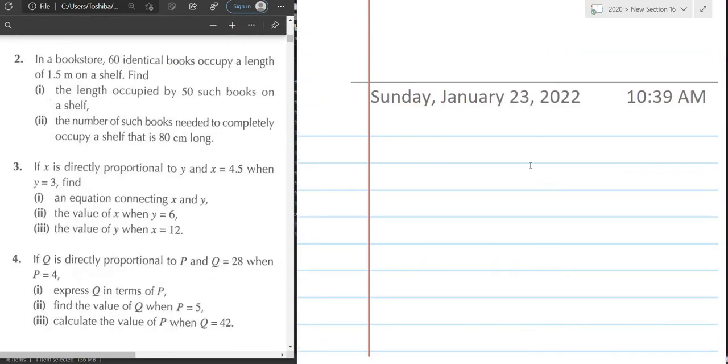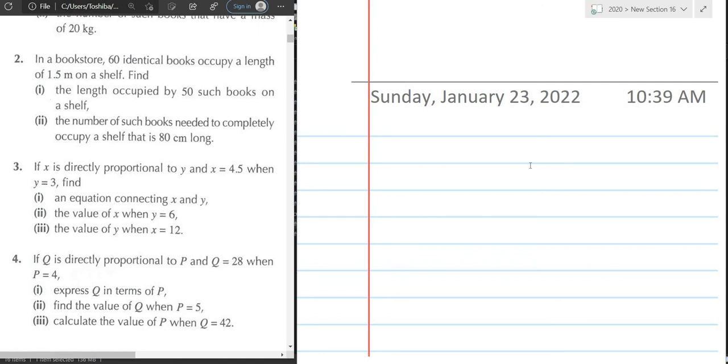Moving on, now let's solve questions using method 2. So on the left hand side of the screen, you can see question 3. It says, if x is directly proportional to y and x is 4.5 and y is equals to 3, find an equation connecting x and y. So now x is directly proportional to y. Alright. So this means what? This means x is equals to ky.